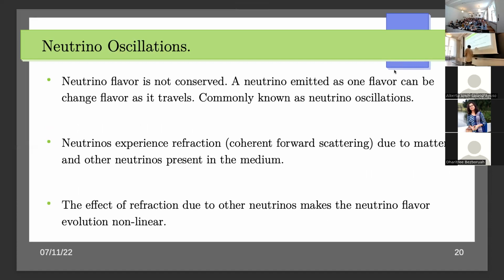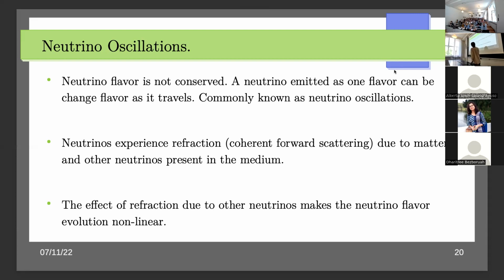Now, throughout this talk until now, I've just talked about neutrino flavor. But neutrino flavor is not conserved. You might have heard of this phenomenon called neutrino oscillations or neutrino flavor transformations. What that means is that if we start with a neutrino of a particular flavor, it can change its flavor after it propagates. And on top of that, the rate at which this flavor oscillation happens depends on the medium in which we are studying this phenomenon.